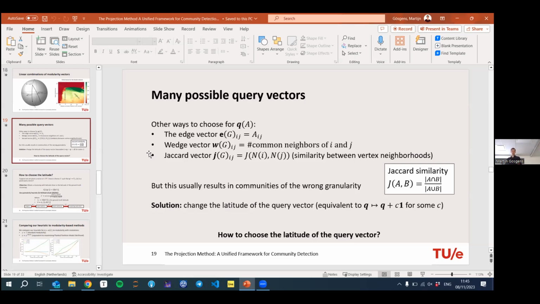But still you could take that vector and apply your heuristic, because when you use this Markov stability, you have this Markov time, and this determines the size of the communities, the granularity. But it's just very difficult to see what scale you should use to detect the right scale.